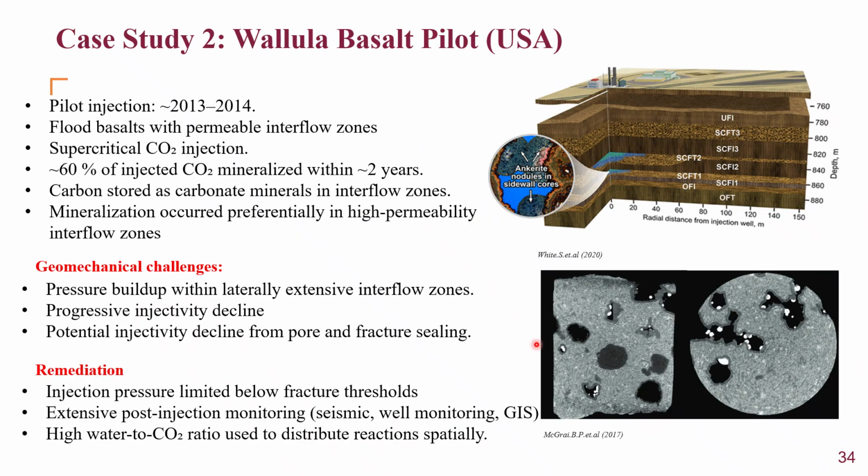The next case study is the Wallula Basalt project, which was in the United States. It started in 2013 and ended in 2014. The CO2 was injected in supercritical form, and about 60% of the injected CO2 was mineralized in the 2 years. That's from 2013 to 2014. The CO2 was stored in these interflow zones, and mineralization occurred preferentially in the high permeability zones or high porosity zones.